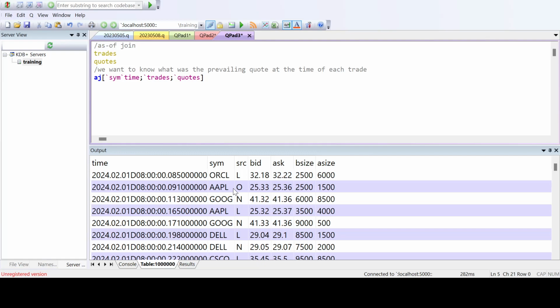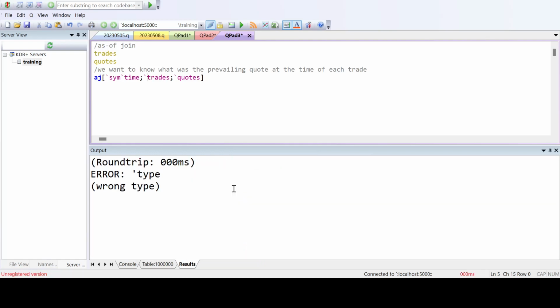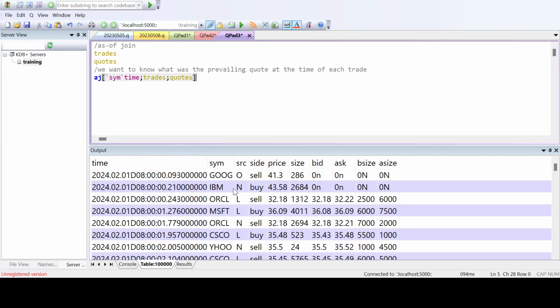We need to pass the table value rather than the table name. So we get the columns from both the trades table and the quotes table. The columns from the trades table are time, sim, src, side, price, and size, and time, sim, and src are common in both the tables.